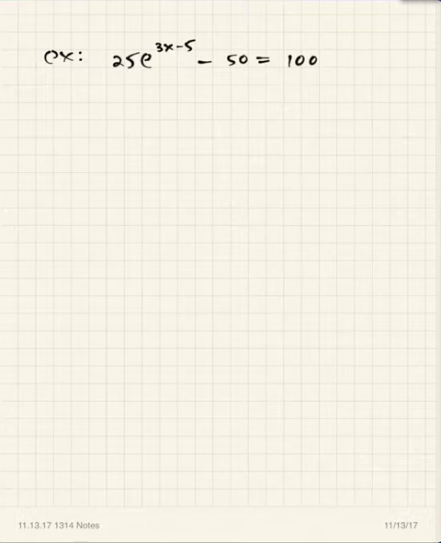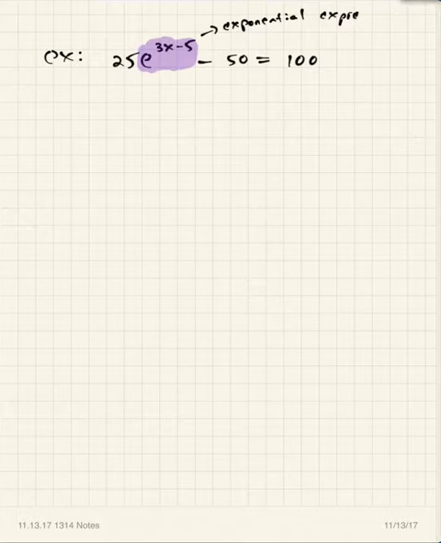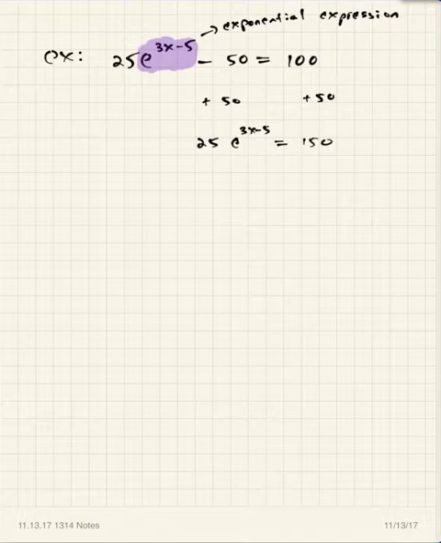This is not going to be too bad. Now you do have an exponential expression sitting in there. This e to the 3x minus 5 is my exponential expression. And so you want to get that thing by itself if you're going to try to solve this equation. You want the exponential expression isolated and a constant on the other side of the equation. So what you're going to do here is add 50 to both sides of the equation. And so you get 25 times e to the 3x minus 5 equals 150.